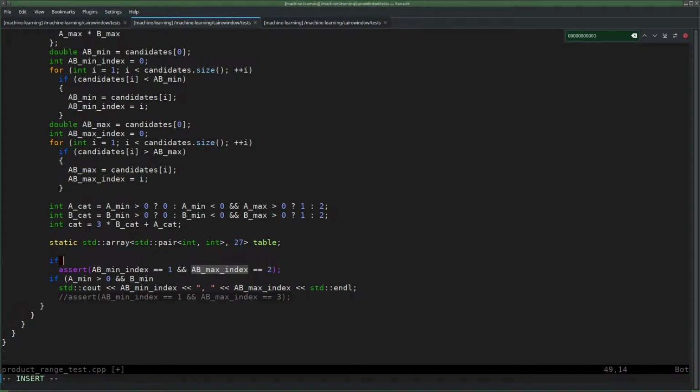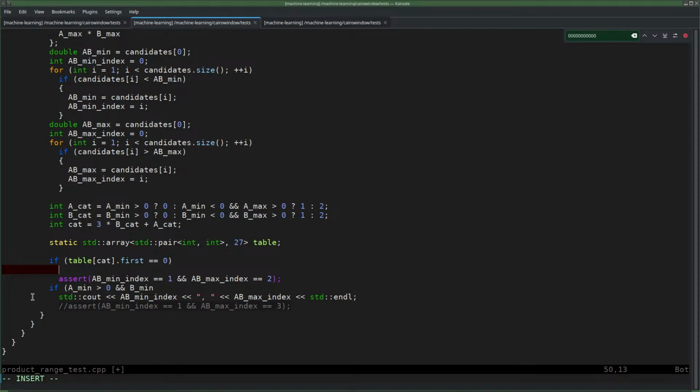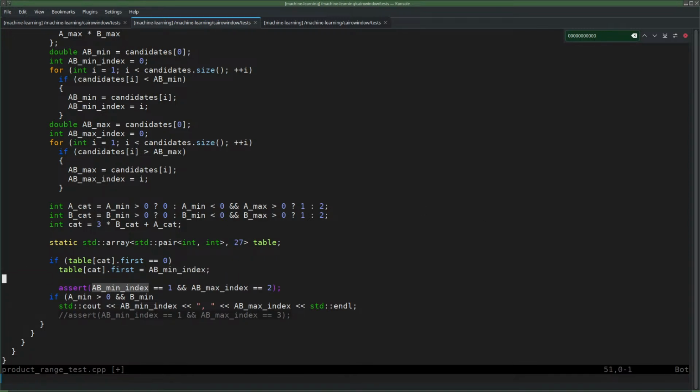So we're going to do if table category dot first equals 0. Just look at the total, I don't have any 0 in it at all. So if the first int is a 0, then it was not initialized. Then we just initialize it for the first time. So we set first equal to the min index.